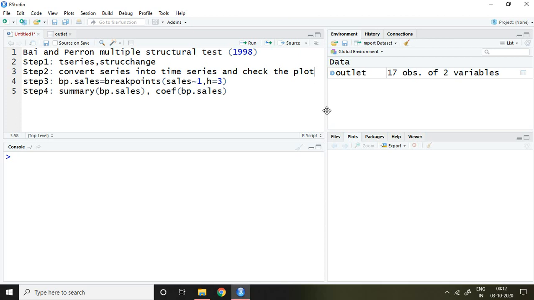Good morning. In this video, I'll discuss how to apply the Bai and Perron multiple structural break test in RStudio. Basically, this is a test which is applied to check multiple structural breakpoints in any particular series.